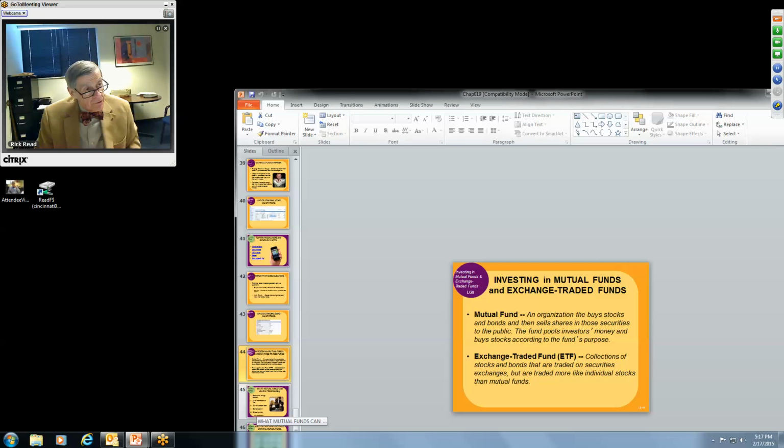A mutual fund organization is a company that buys stocks and bonds, and it sells shares in those to the general public. A lot of people are interested in that. The number of people who are in mutual funds today is quite high. It has risen exponentially over the last 25 or 30 years. My wife and I own a number of mutual funds, and we've been very well satisfied with the return.